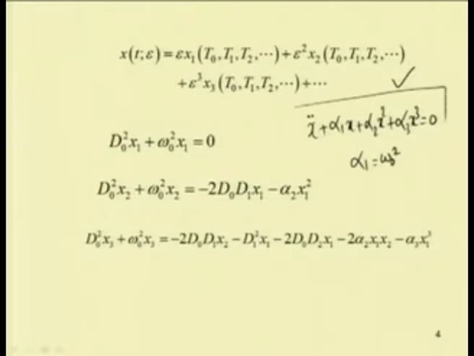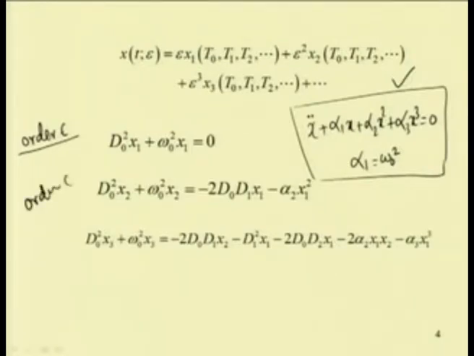Taking this as the governing equation and substituting these different time scales in this equation, one can separate the equation by order of epsilon: order of epsilon to the power 1, order of epsilon square, and order of epsilon cube. By separating by order of epsilon, one can write these equations.